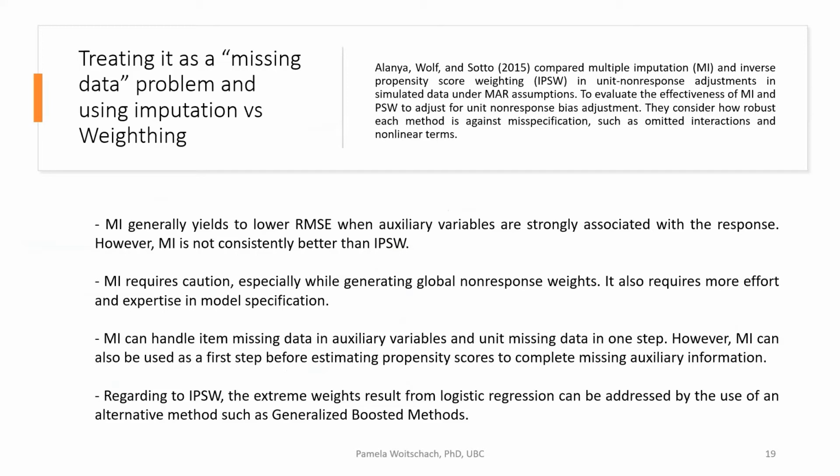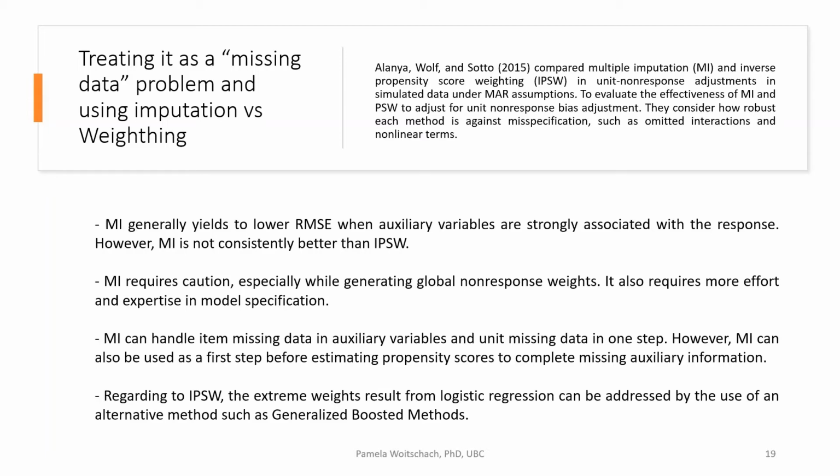In this paper, they compare multiple imputation and inverse propensity score weighting in unit non-response adjustment. They conclude that generally multiple imputation yields lower RMSE when auxiliary variables are strongly associated with the response. However, the main conclusion of the paper is that multiple imputation is not consistently better than weighting or the inverse propensity score weighting.